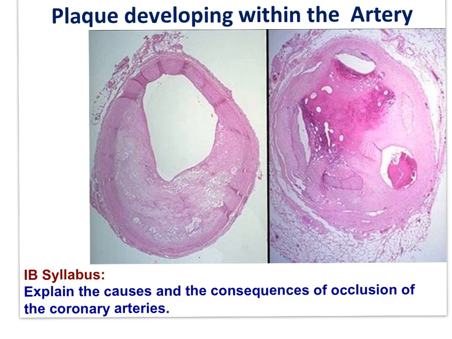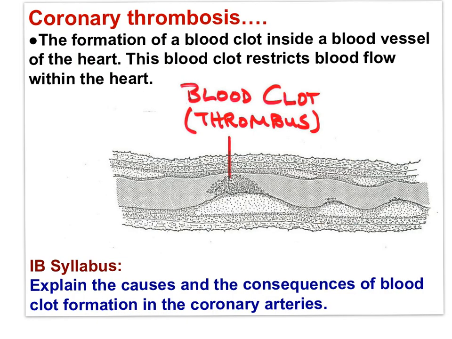Here are images of coronary arteries with severe occlusion, and here is the relevant IB syllabus statement. Explain the causes and consequences of occlusion of the coronary arteries. This diagram shows the formation of a blood clot in an artery already closing due to plaque development. If the clot, a thrombus, forms in a coronary artery, the condition is known as coronary thrombosis. Coronary thrombosis, where a blood clot severely reduces blood flow in a coronary artery, would cause a heart attack.